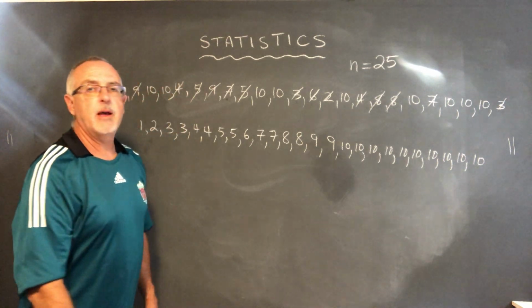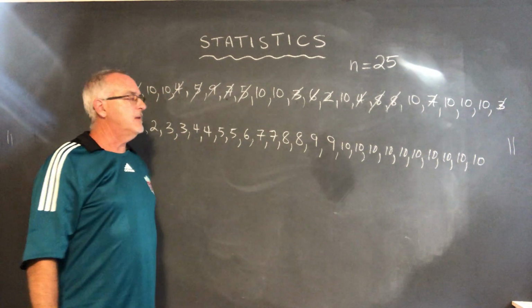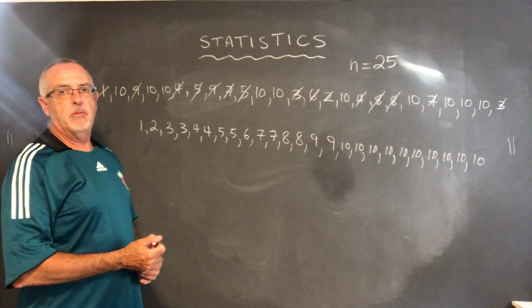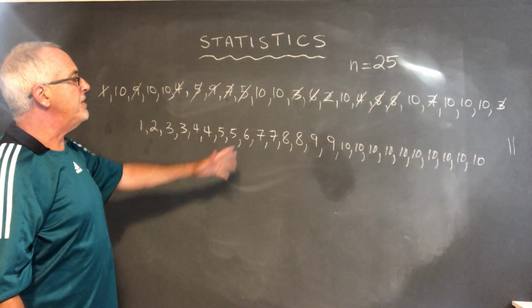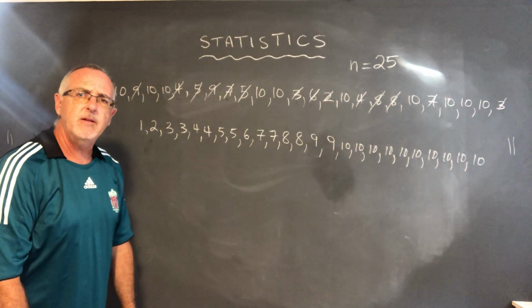Lots of 10s. Why did that happen? Face cards. That's why it happened. What is the probability of... Never mind. Okay. So, to find the middle value, okay, there's 25 values.